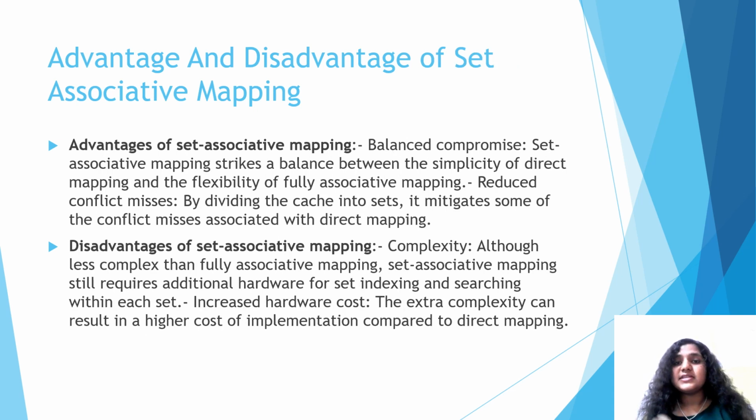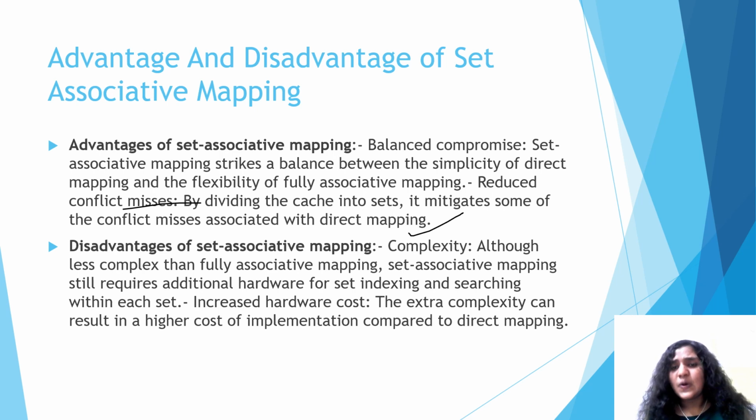Up next, the advantage and disadvantage of the set associative mapping. The advantages of set associative mapping: balanced, compromise, and the disadvantage is complexity. The advantage is that set associative mapping strikes a balance between the simplicity of direct mapping and the flexibility of fully associative mapping. So this includes both of those. It reduces conflict misses by dividing the cache into sets. It mitigates some of the conflict misses associated with direct mapping.